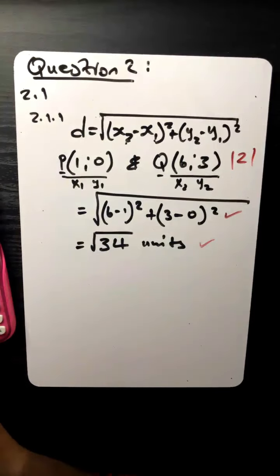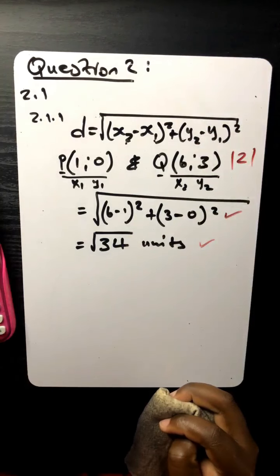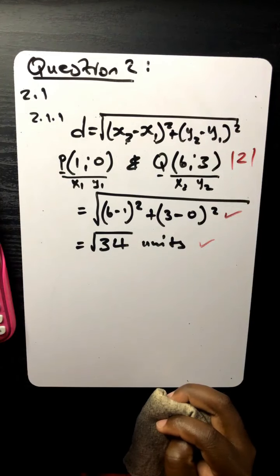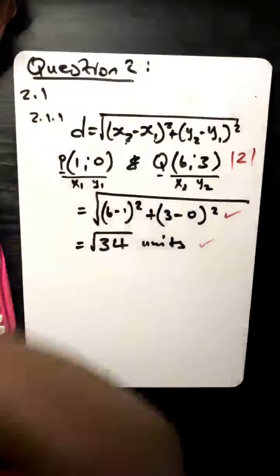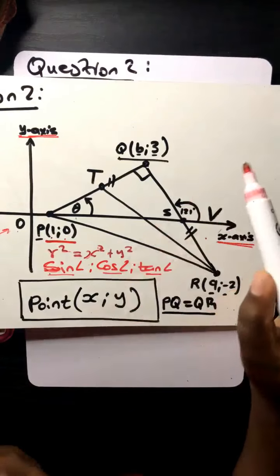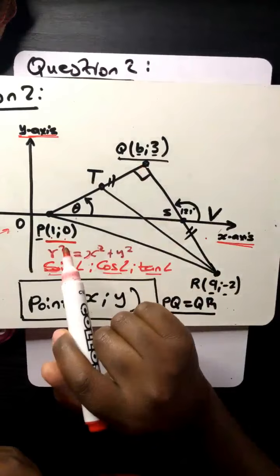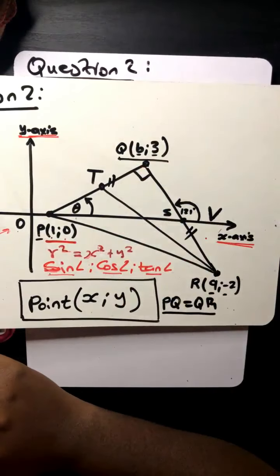So let me see. The next question says, determine the gradient of PQ. Let me just bring all of that. Are you guys able to notice where PQ is? There is P, there is Q. Because they said the gradient, let me pull out the gradient formula. But most importantly, guys, is there someone who wants to guess what is the distance or the length of QR?